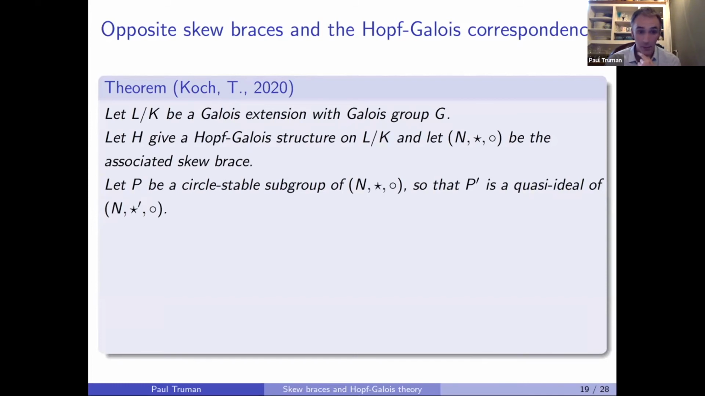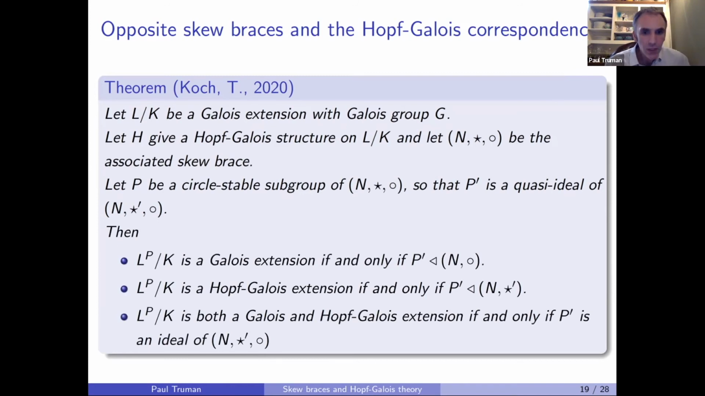The setup is just what I've been talking about: a Galois extension with group G. H is some Hopf-Galois structure on N over K. N star circle is the associated skew brace. I'm interested in P being a circle-stable subgroup of this, which means that when I pass to the opposite brace, it's a quasi-ideal. And then additional properties of P prime tell you quite a lot about that intermediate field. So there's that intermediate field L fixed by P.